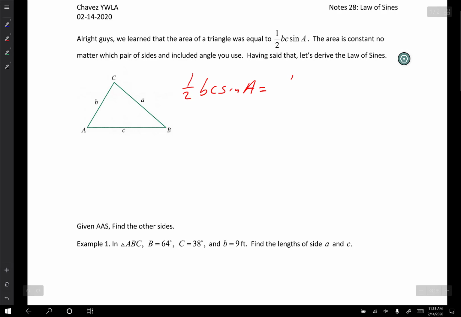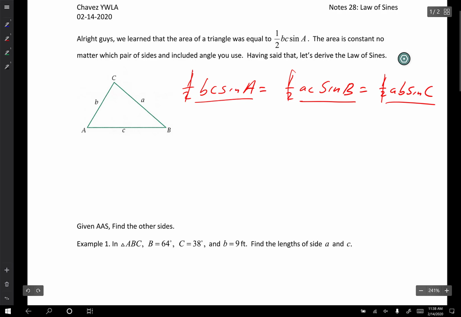We could say 1/2 AC sine B, and that's not the only one that's equivalent. We could also say 1/2 AB sine C. Does that make sense? Yes, sir. All right, so all three of those statements are equivalent, and I notice that there's a half on all of them. So I can just as easily cancel those halves, and they're still equal. Does that make sense to you guys? Yes, sir. Okay, now if I divide all three of them by ABC, because whatever you do to one, you got to do to the other.